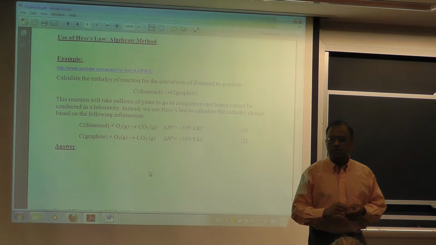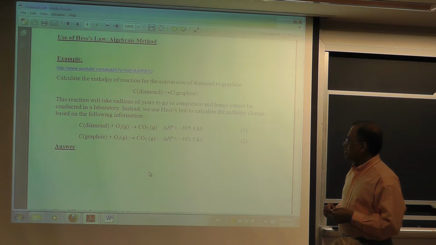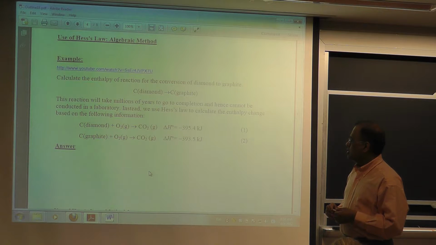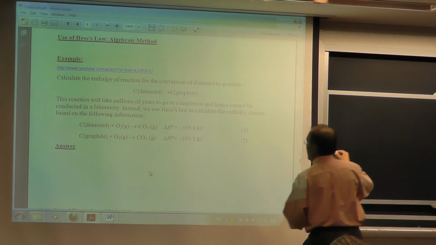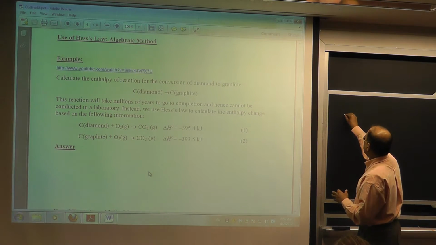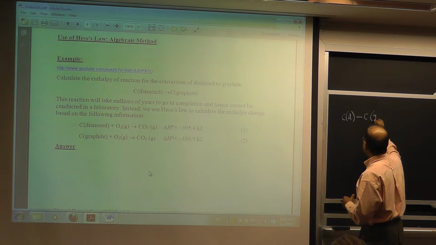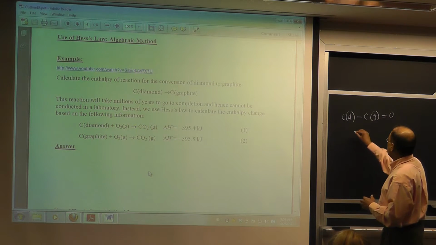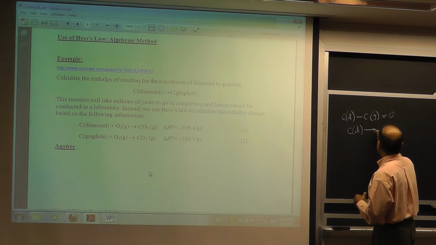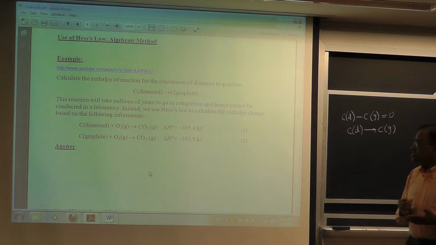Yes, Erica? I don't understand how by subtracting you get diamond goes to graphite, because wouldn't it just be diamond plus graphite goes to nothing? No. So on the left-hand side, you're going to have carbon, diamond, minus carbon, graphite is equal to 0, if you want to say. Then it will be carbon, diamond going to carbon, graphite. All right? The oxygens cancel, carbon dioxides cancel.